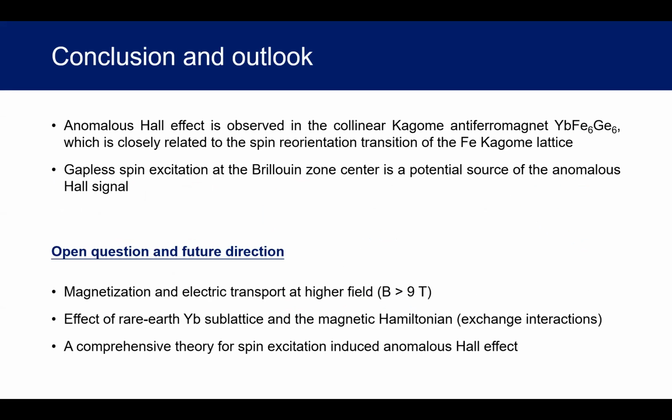To summarize, we observed the anomalous Hall effect in the collinear kagome antiferromagnet ytterbium manganese germanium, and it is closely related to the spin rotation transition. And the gapless spin excitation at the Brillouin zone center may provide a source of the anomalous Hall signal.